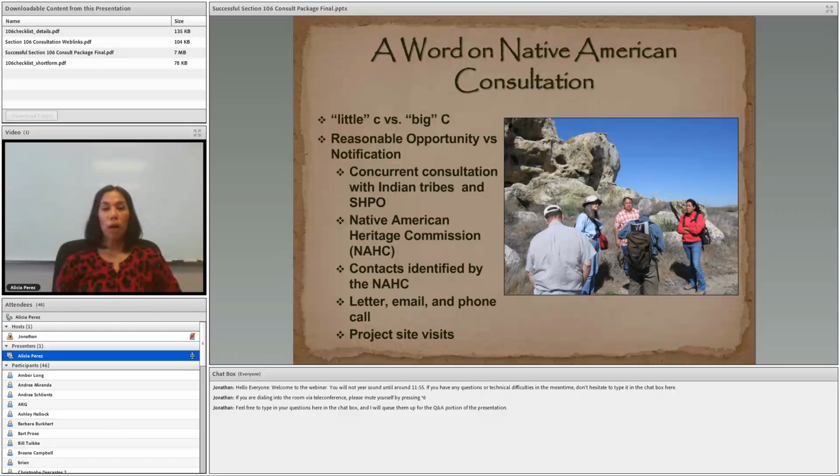We'll also like to talk about reasonable opportunity versus notification. You want to provide Native Americans with the reasonable opportunity to be involved throughout your Section 106 process.